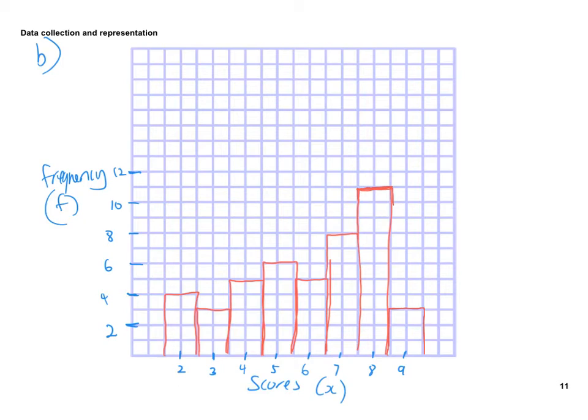Now in my polygon, I'm going to do it in 2 different colors. So dots at the midpoints of each column. We're going to join them up. But also go back to the axes as well to complete the polygon. Like that. And that is my histogram and polygon for this data.